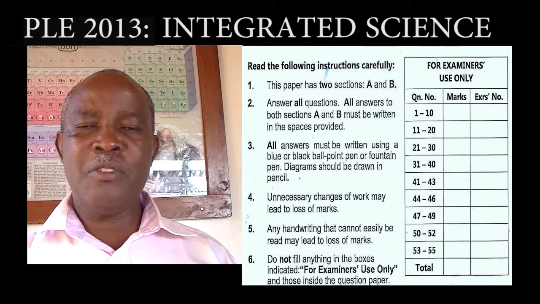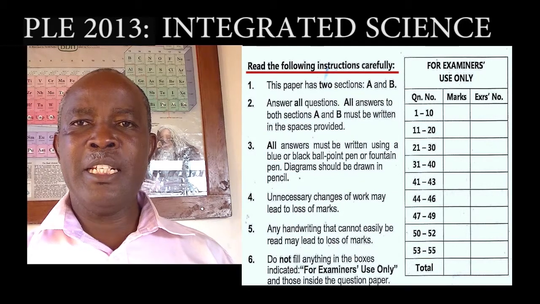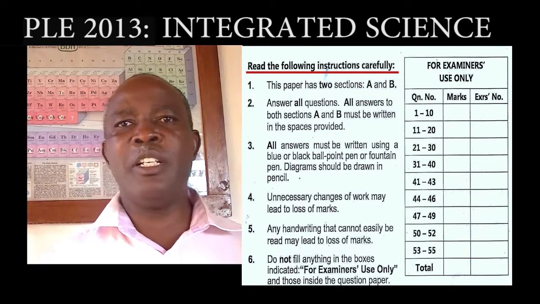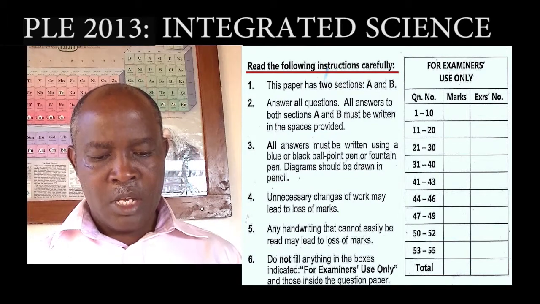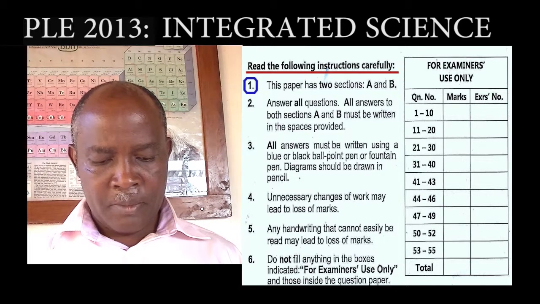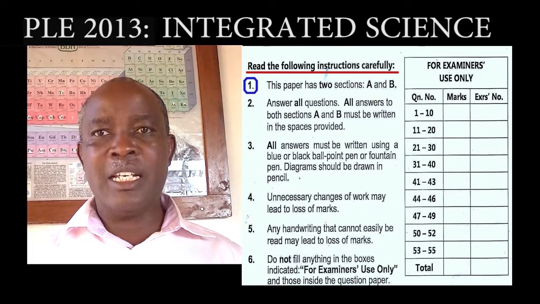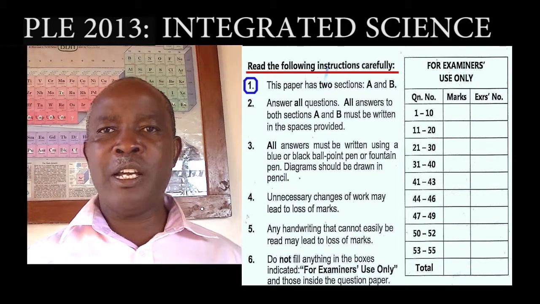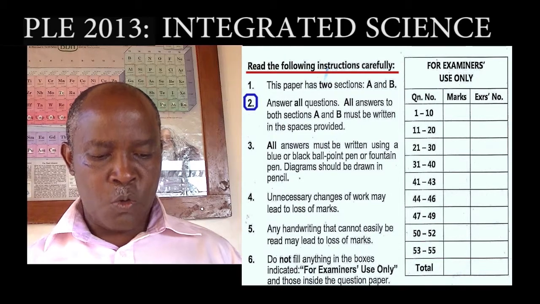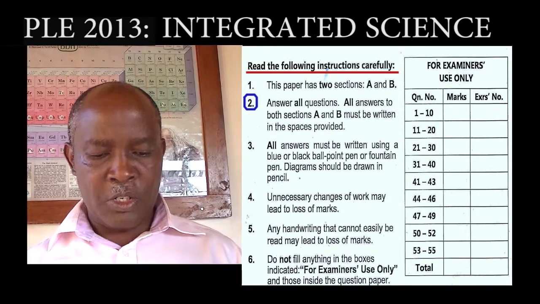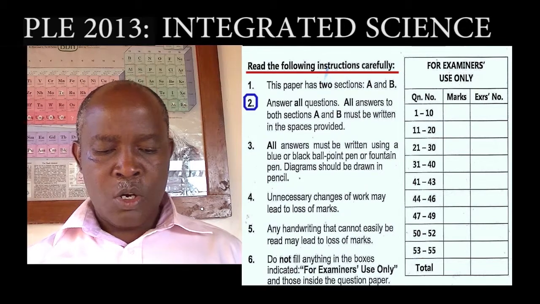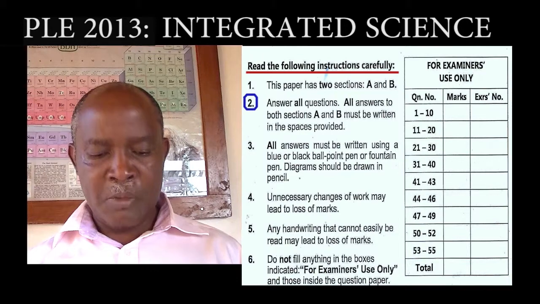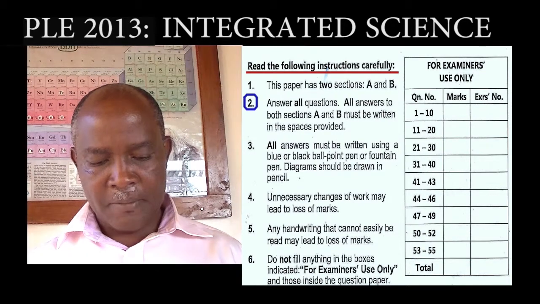Before you do an exam, you are supposed to read instructions. Read the following instructions carefully. 1. The paper has got 2 sections, A and B. If your paper has got only 1 section, then that is not the right paper. 2. Answer all questions. All answers to both section A and B must be written in the spaces provided.